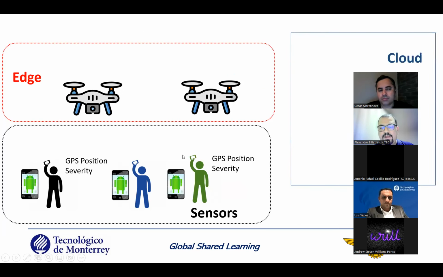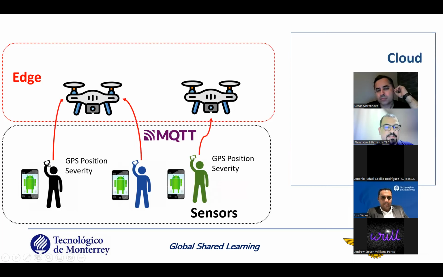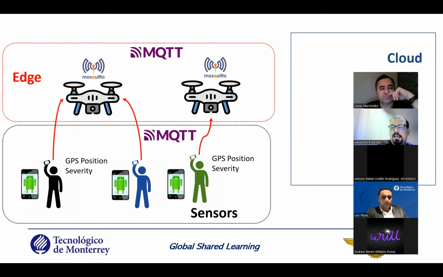Seeing this problem with a little more technical details, again, you have the device using Android that sends GPS position and severity. The drones use Mosquitto. Mosquitto is an open source broker that you can configure to receive this message and work like a bridge broker and send the message to a central broker in the cloud.